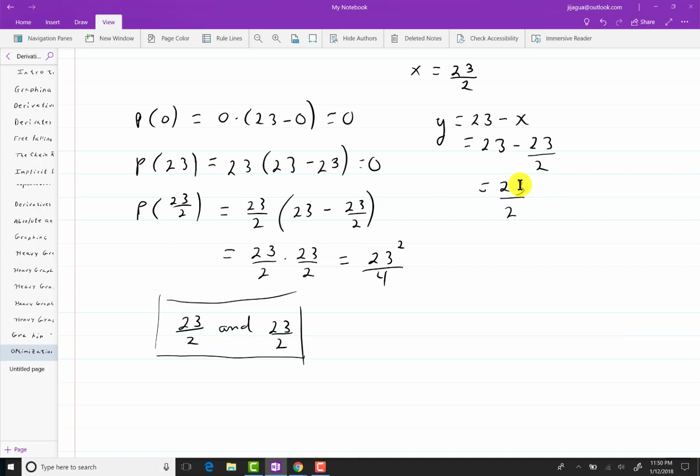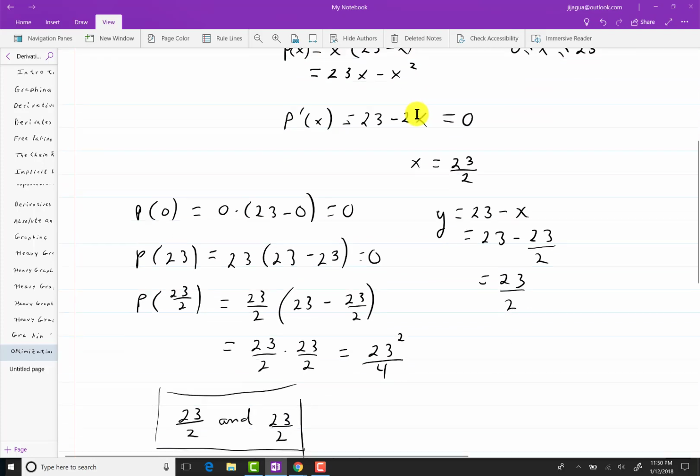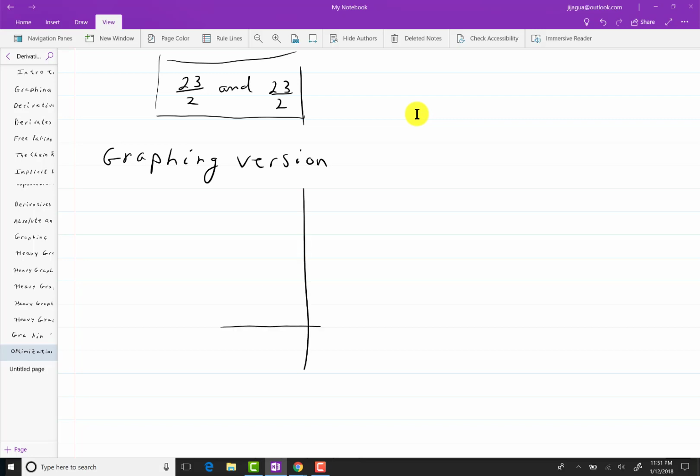There's a second way you could have done this without actually using calculus. Instead, what you could have done is simply graph this function here, this parabola. So let me just say, graphing version. I'm done with the problem, but if I wanted to do this via graphing, I could have done this. We've already known that when x was 0, the function was 0, and when x was 23, the function was 0.